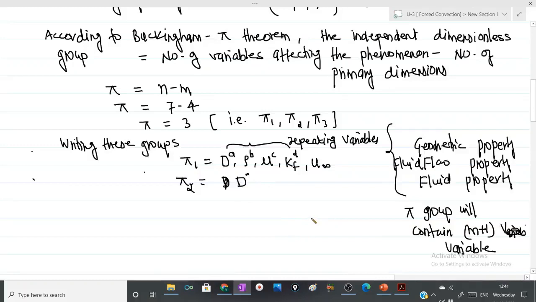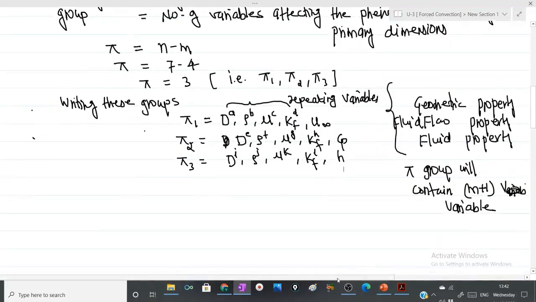So pi 2 will be d to power e, rho to power f, mu to power g, kf to power h, and the remaining selected variable is cp. Then the last pi term will be once again d to power i, rho to power j, mu to power k, and kf to power l, and the remaining parameter h. This way I can write expressions for different pi terms.